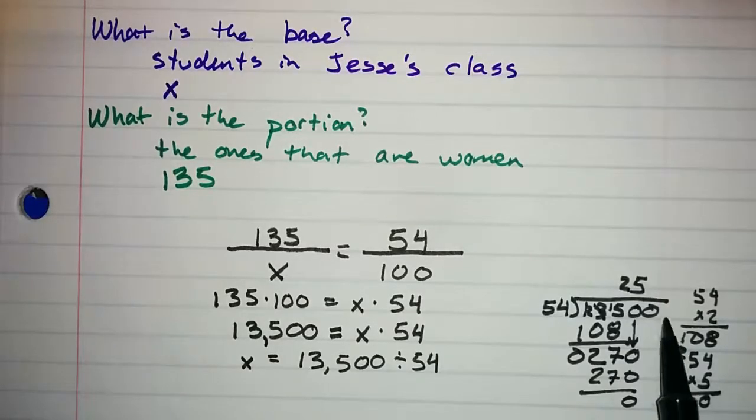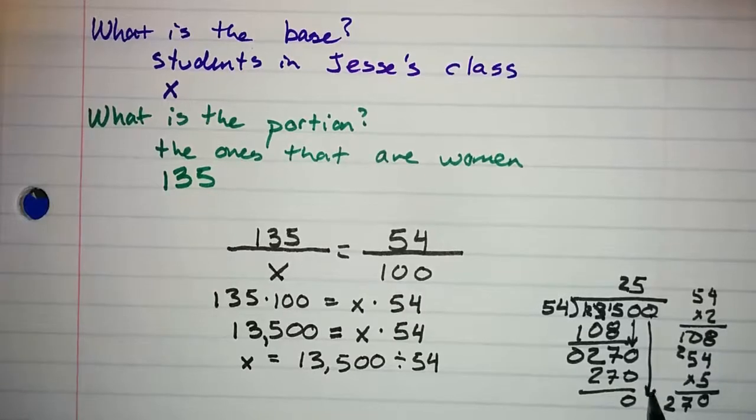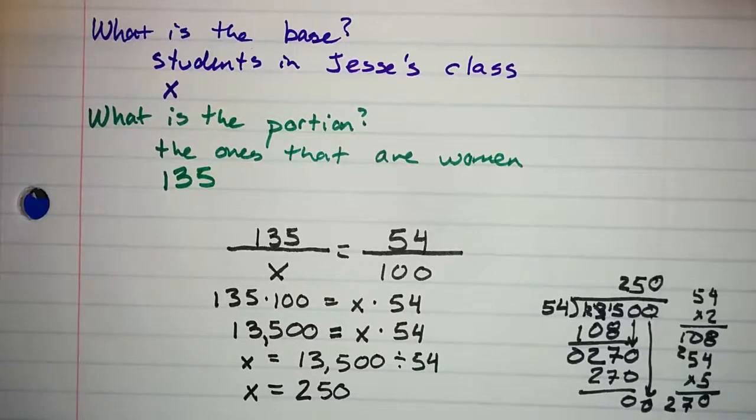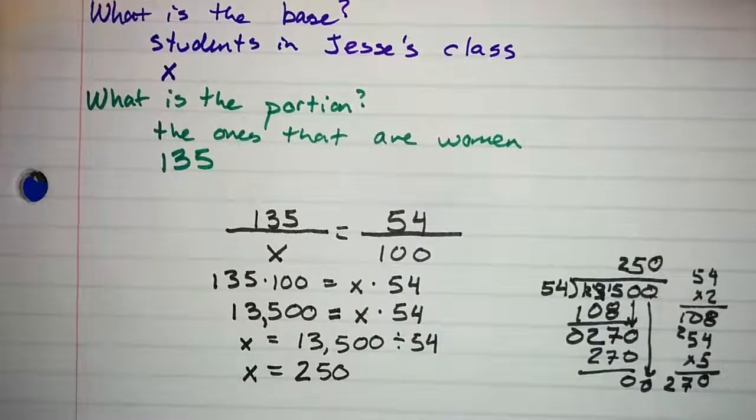I'm not done though, right? I have to do something with this 0. 54 goes into 0. No times. I get x equals 250. What does that tell us? There are 250 students in Jesse's class.